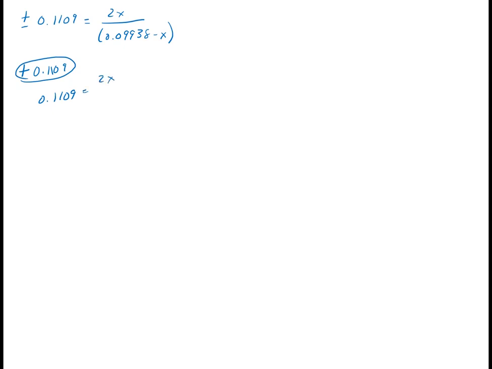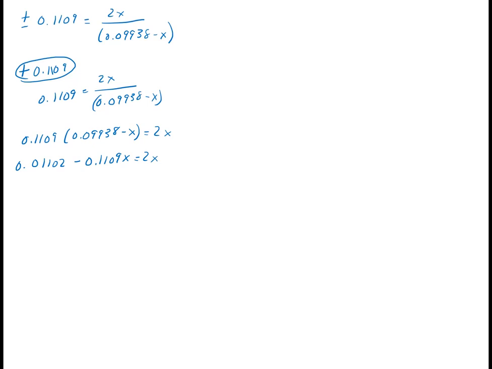is equal to 2x over 0.09938 minus x. So to solve this, I need to multiply both sides by this. So I get 0.1109 times 0.09938 minus x is equal to 2x. Now I need to distribute, so 0.1109 times this gives me 0.01102. Distribute this times the x gives me 0.1109x is equal to 2x.